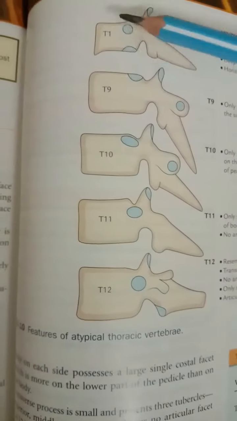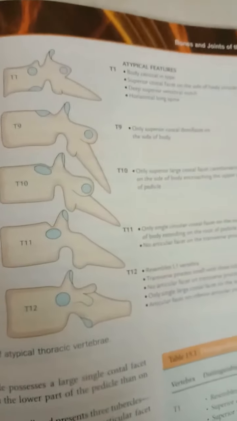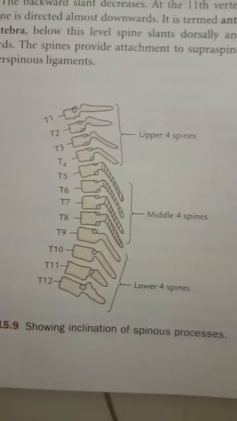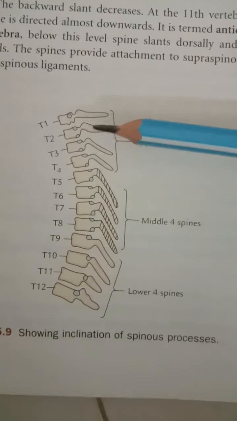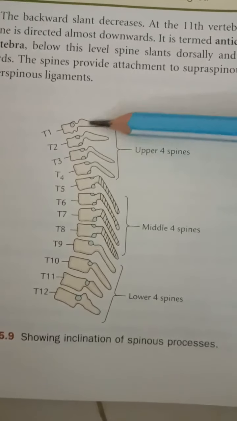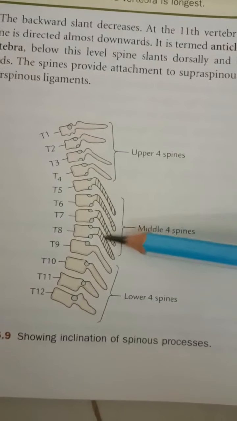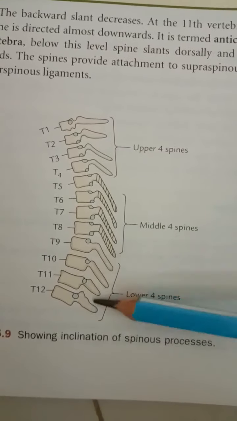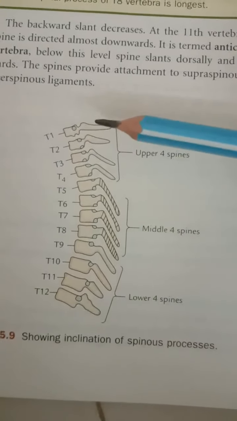So here you can see T1, T9, T10, T11 and T12. And when we see all the thoracic vertebrae laterally, it seems in this way, the position from T1 to T12 vertebra, and the position of the spine: the upper four spines, the spinous process is present in this way; in the middle four spines, the spinous process is present in this way; and the lower four spines, the spinous process is present in this way. So these are the thoracic vertebrae.